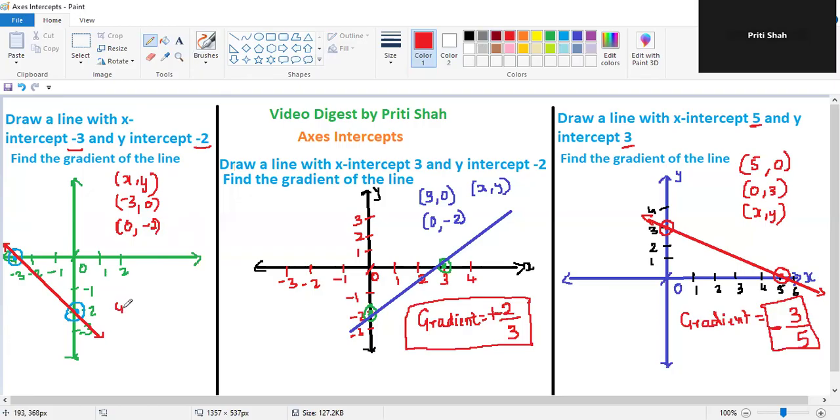And here we want to write the gradient. Now first write the y. What is y? Y is negative 2. Then followed by x. X is negative 3. So actually it is 2 upon 3, but we will flip the sign, which will become negative 2 upon 3. This is the gradient. I hope you understood that.